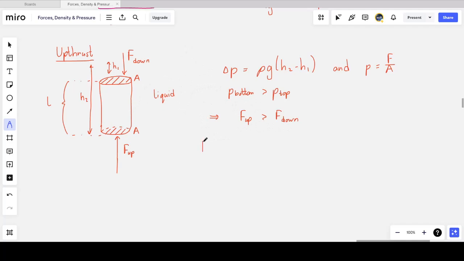So this net force that will arise because of the difference in the forces acting up and down is called the buoyant force or the upthrust. We can use these terms interchangeably, at least for now. The buoyant force or the upthrust, FB, sometimes called U, whatever. It is the net force, it is the force up minus the force down. And it is the difference in forces.